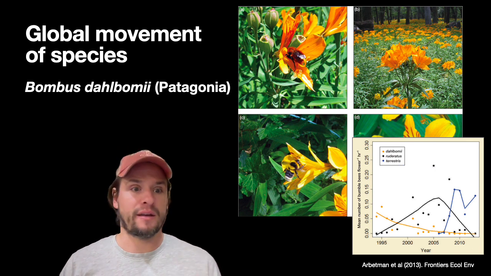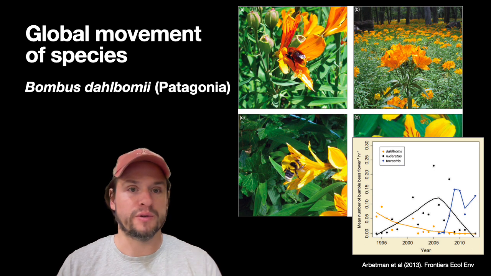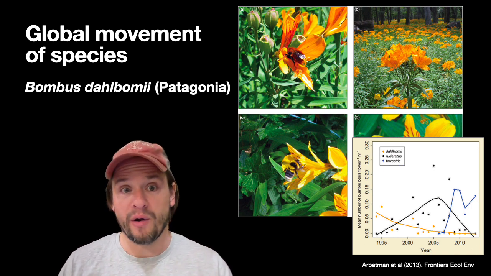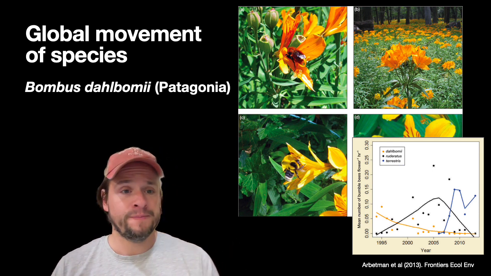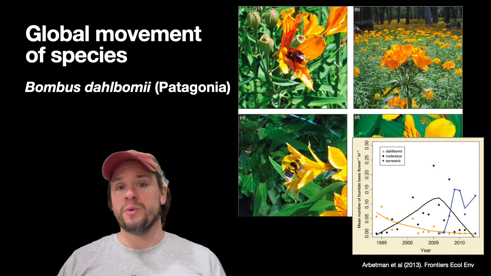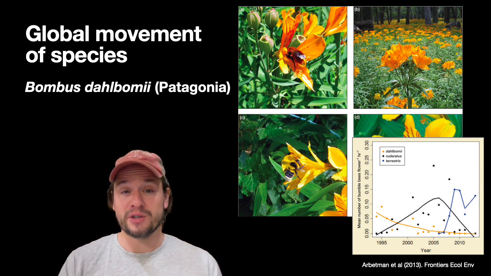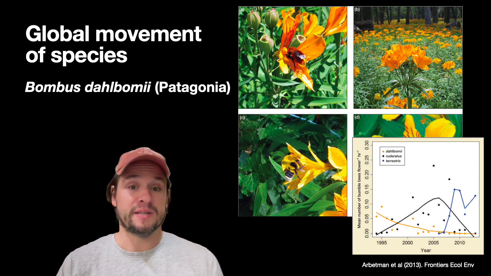can have really big impacts on the endemic communities in many parts of the world. One example of this is from down in Patagonia, where there's the largest bumblebee in the world, Bombus dahlbomii. This was an incredibly common species, and we actually already saw this example earlier in the semester. So this is really an ecologically dominant species.